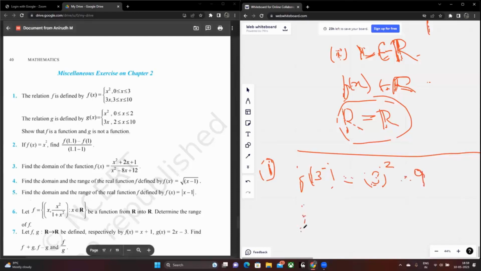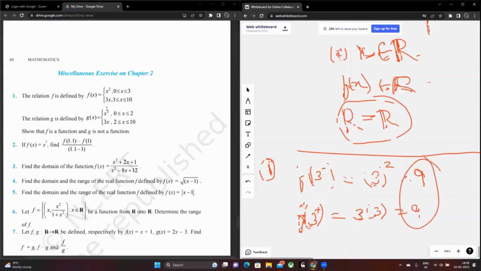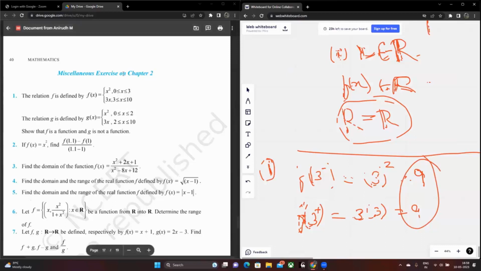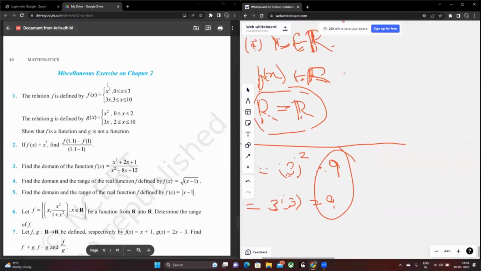And f of 3 plus is equal to the function 3x, that is 3 times 3, that is also 9. Since both are equal, you have the same image, which means that x equals 3 does not have any two different images, which means that f is a function, right? Because every other point has a unique image. So f is a function, right?